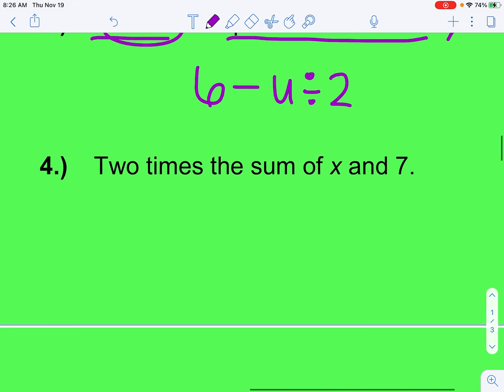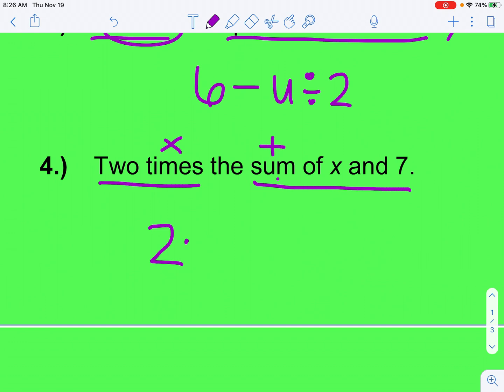Alright, let's go to the last one. 2 times the sum of x and 7. So I have 2 times, and then I have the sum of x and 7. So times means multiply, and the sum means add. So I have 2 times, but now if you notice I have the sum of x and 7. So that means I'm going to be taking x plus 7.